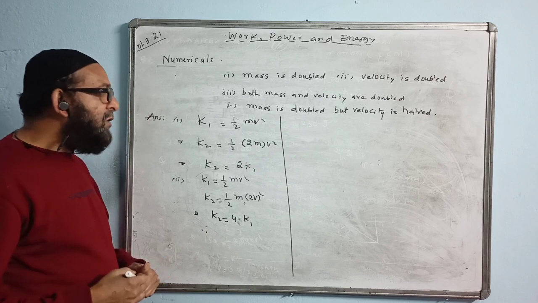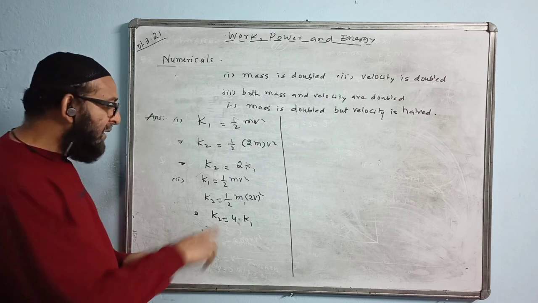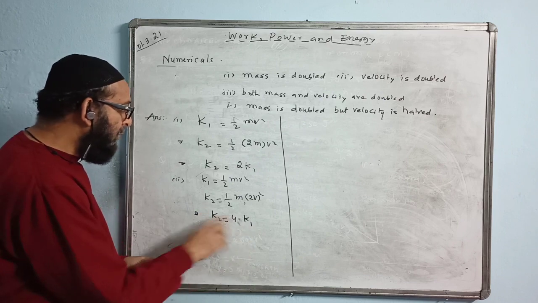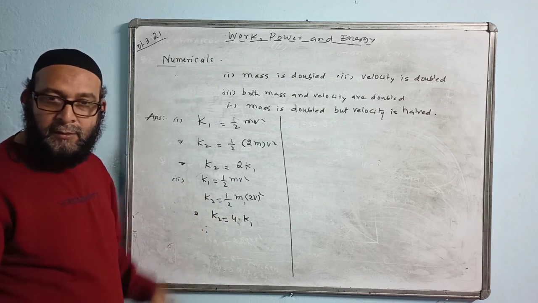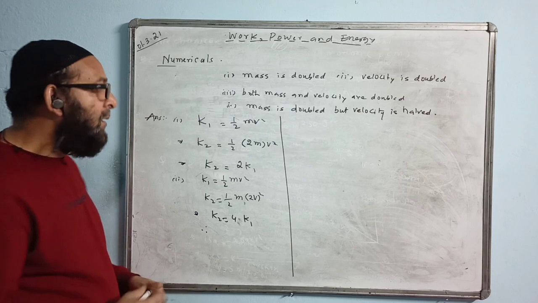If they ask you to find the ratio of initial kinetic energy to final kinetic energy, that is K1 by K2, which is equal to 1 by 4. The ratio will come 1:4. If the question asks you to compare the kinetic energy, you do that.